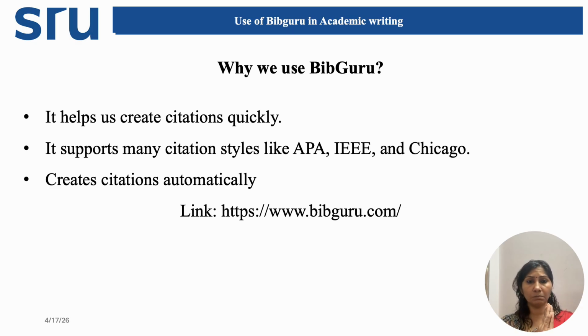The tool supports multiple citation styles. There are different forms of citations like APA, IEEE, Chicago, and other formats. Sometimes some journals prefer their own referencing format, and sometimes you have to do it manually if the tool does not support a particular citation style. With BIBGURU, you can have multiple citation styles like APA, IEEE, Chicago, making it highly versatile for different academic requirements.